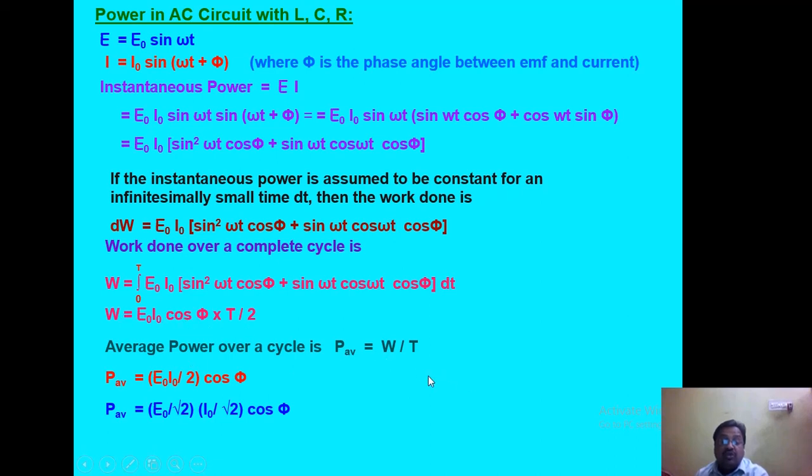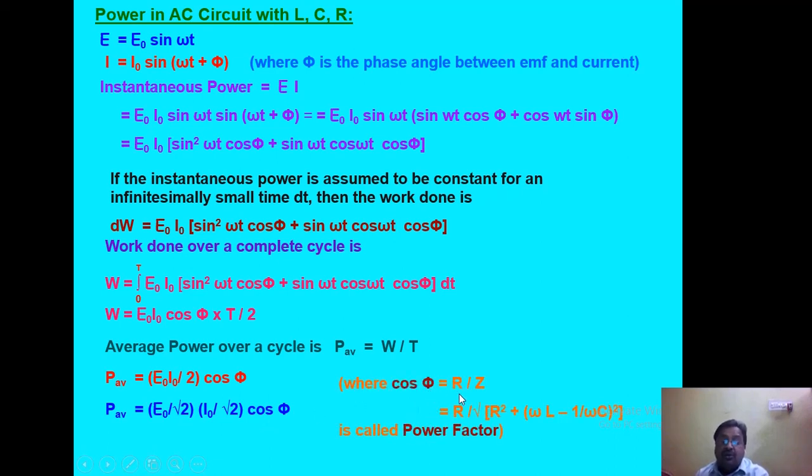This W may be substituted here. T will go out. So it is E0 I0 by 2 into cos phi. Now let us rearrange this. This 2 may be root 2 into root 2. So average power consumed over a cycle is E0 by root 2 into I0 by root 2 into cos phi.